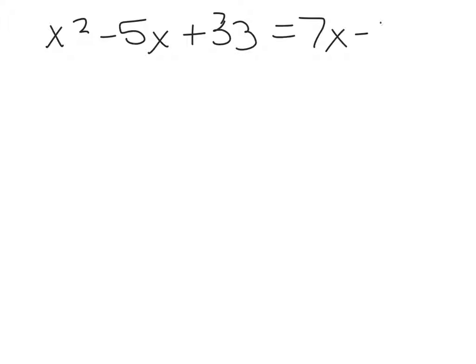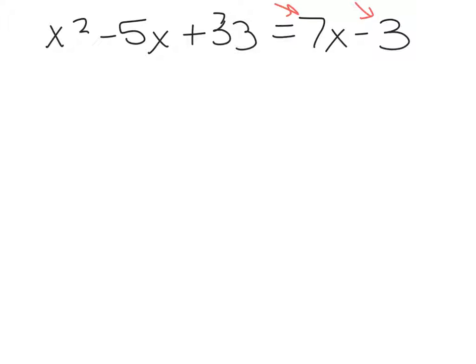All right, so next we're going to skip to number 5. So number 5, we have x squared minus 5x plus 33 is equal to 7x minus 3. So we still need this equation set equal to 0, but now we have 2 things to get rid of. Now you have options. You can get rid of them one at a time, or you could get rid of them at the same time.